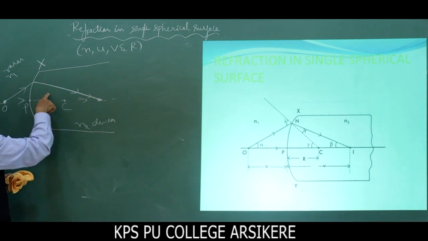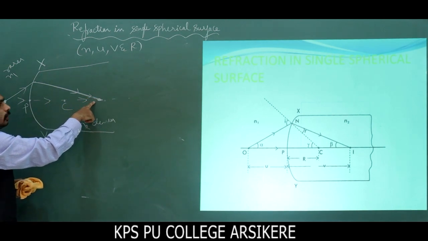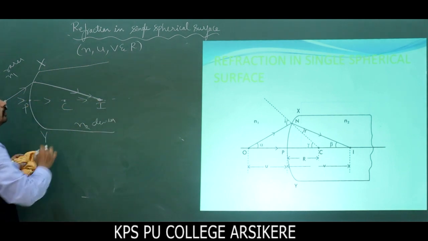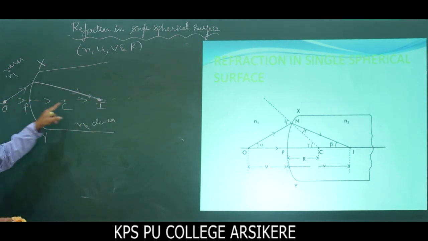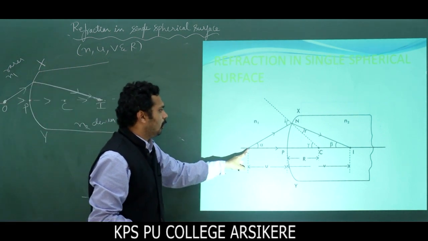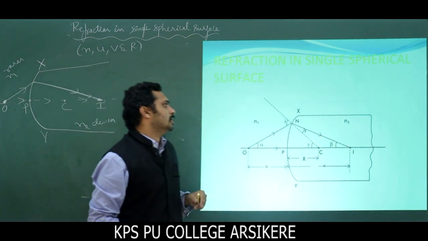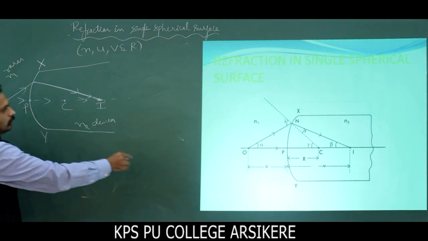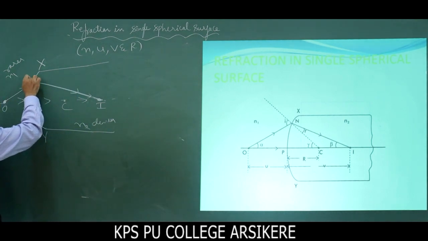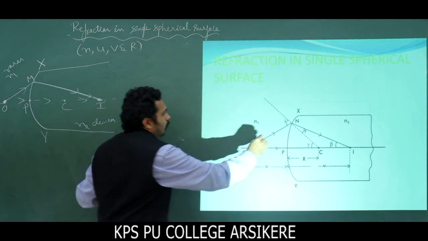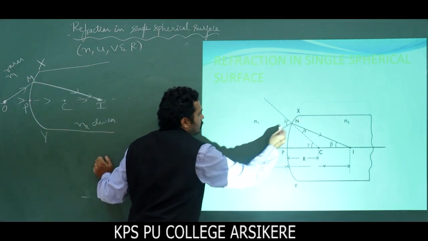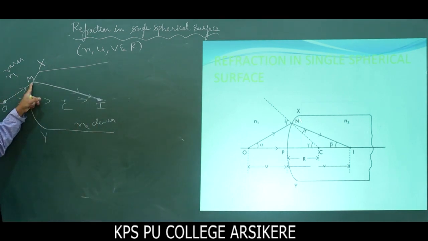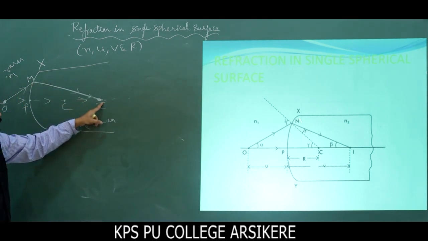After refraction, the two or more rays meet at one point. At this point, the image is formed. Here I took a point object, so we get a point image. This is the point object. This is the point image. Here I am using OM. What is OM? OM is the incident ray. MI is the refracted ray.